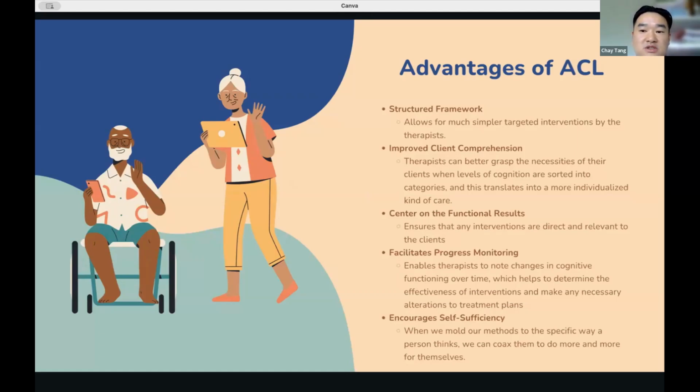It ensures that interventions are direct and relevant to the clients. It also facilitates progress monitoring, enabling therapists to note changes in cognitive functioning over time, which helps to determine the effectiveness of interventions and make the necessary alterations to treatment. It also encourages self-sufficiency. When we mold our methods to the specific way a person thinks, we can coax them to do more and more for themselves.